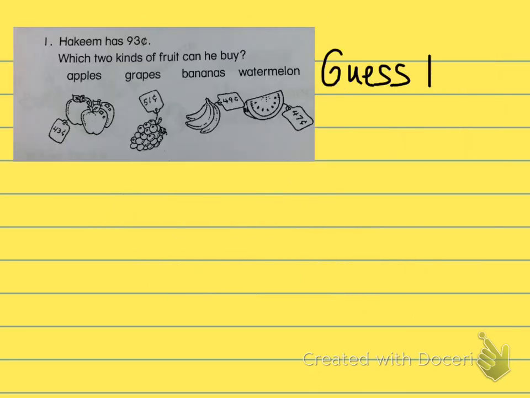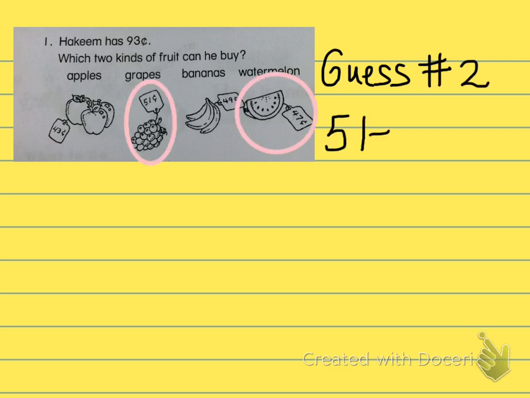All right, here's my second guess. I've got the same problem. I'm using what I know. I know my guess was too high before, and I'm trying to see if I can afford this fruit. So here's my second guess. I'm going to try to buy grapes and a watermelon. The grapes cost 51 cents, and the watermelon cost 47. So I'm going to add these two numbers together. 51 plus 47 equals something.